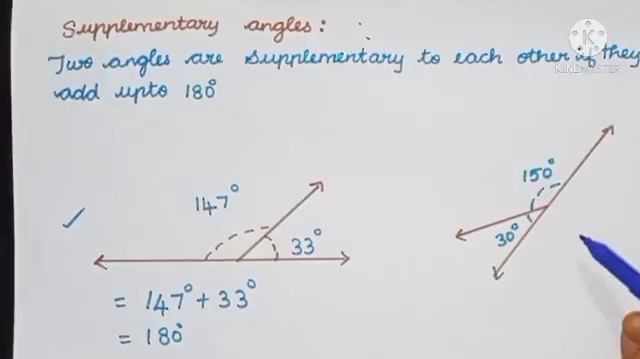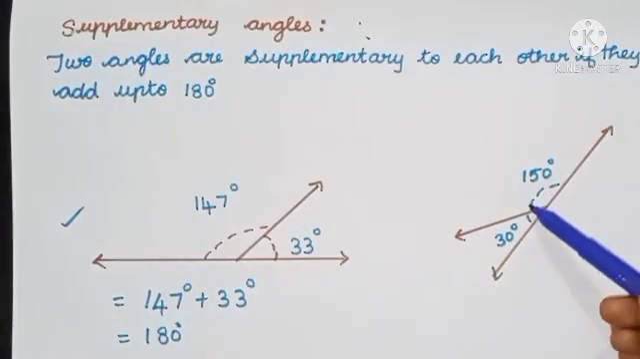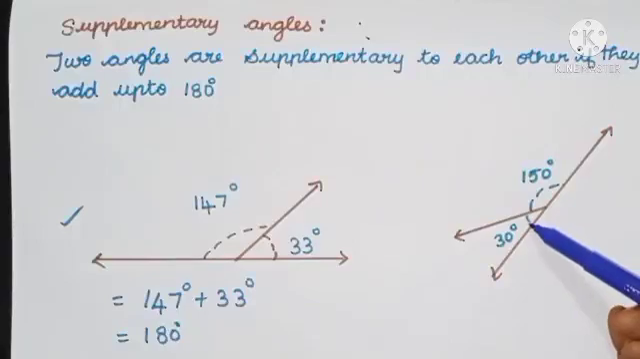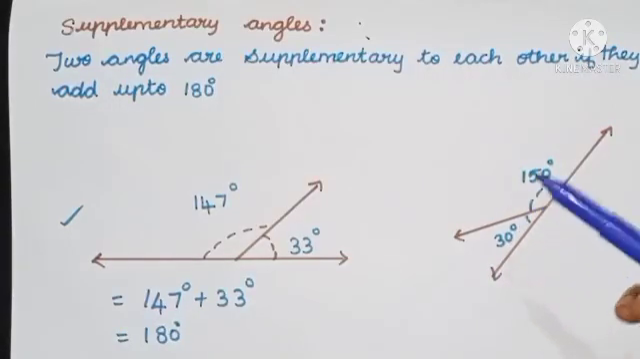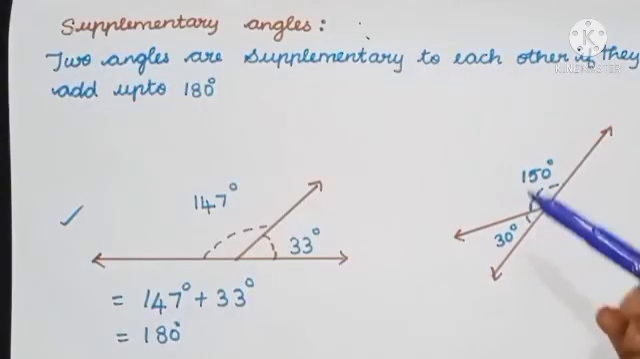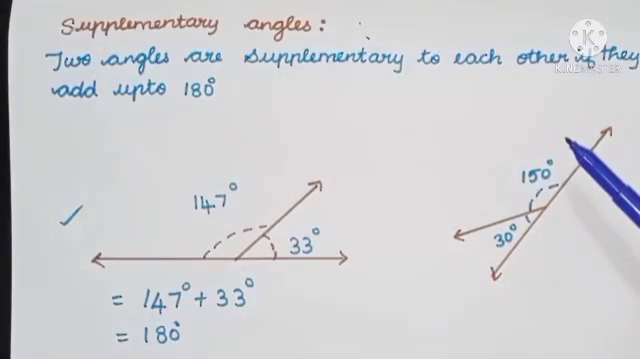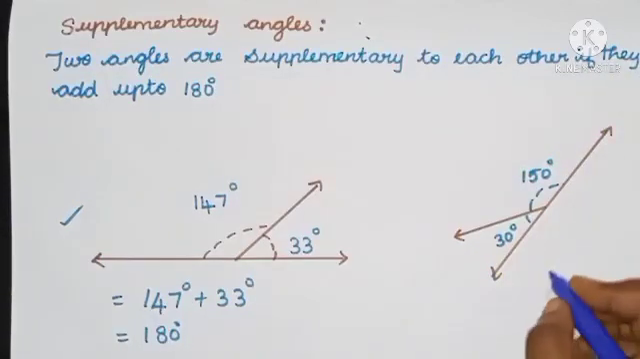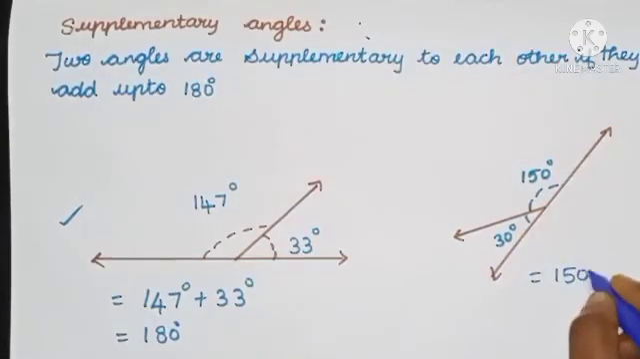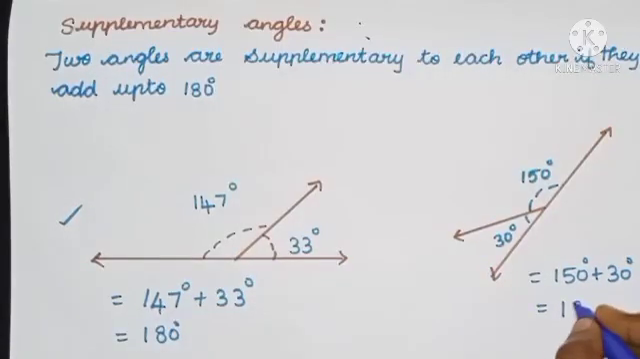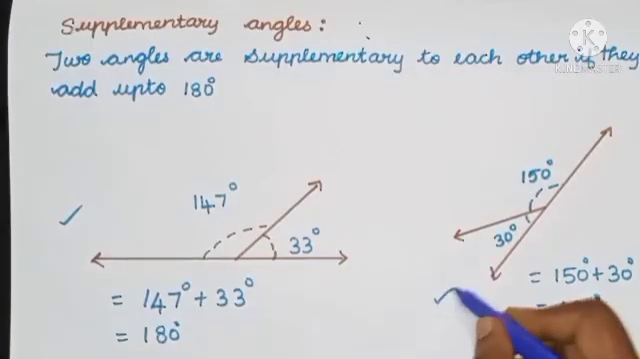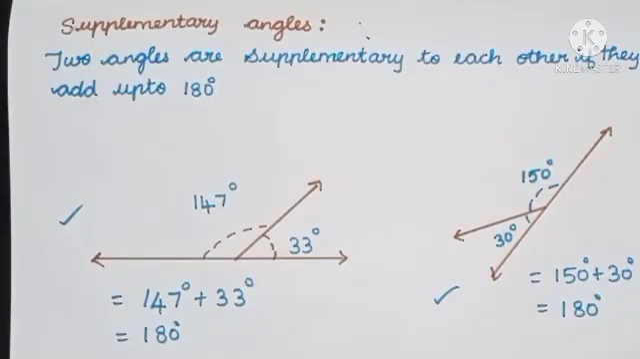Let's check with another example. One angle is 150 degree and the other one is 30 degree. If it is equal to 180 degree, then it is called supplementary angles. If it is not equal to 180 degree, then it is called non-supplementary angles. Let's check 150 plus 30 degree. 150 plus 30 degree is 180 degree. It is equal to 180 degree. So it is called supplementary angles.